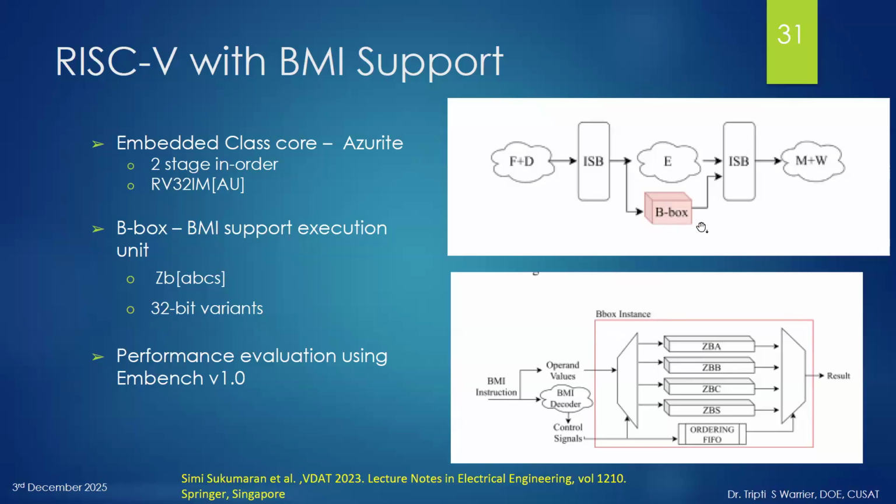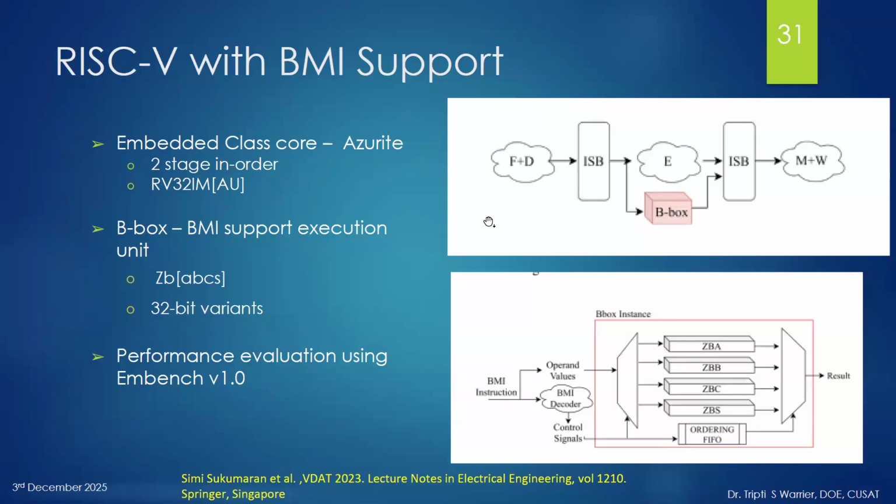So for the next extension, based on the previous result, we found that the results are promising. We integrated it into our execution pipeline itself. To do that, we started a collaboration with an indigenous startup which is working on RISC-V processor design, and we used Azurite, an embedded class core developed by the startup called Core Semiconductors. We had already designed a bit manipulation box. We optimized it and integrated it with the execution stage of the Azurite core.